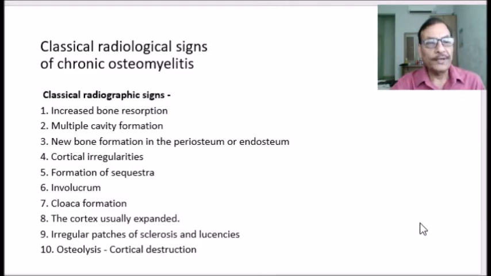These are the following: increased bone resorption, multiple cavity formation, new bone formation subperiosteally and in the endosteum as well, cortical irregularities, formation of a sequestrum, involucrum formation, cloaca formation, and the cortex is usually expanded, and there will be irregular patches of sclerosis and lucency, and there will be cortical destruction due to osteolysis.